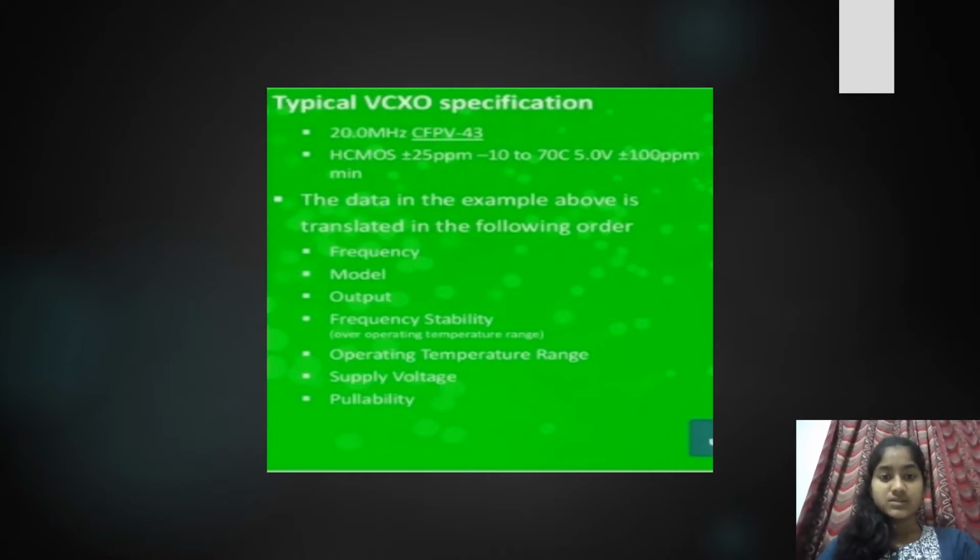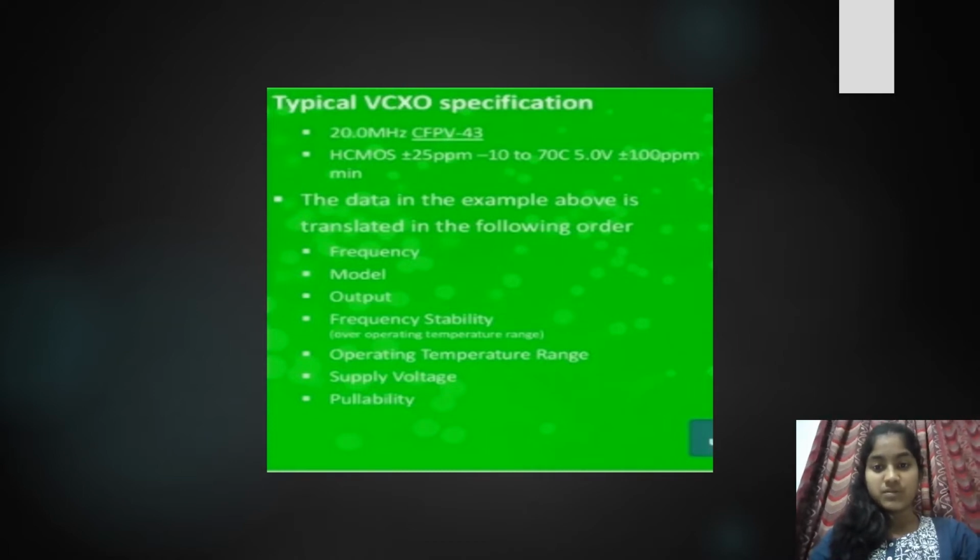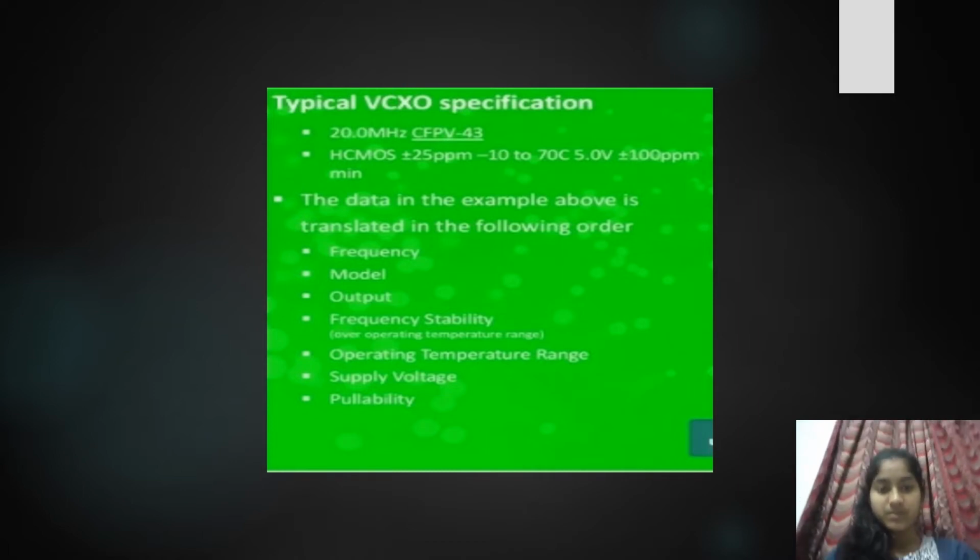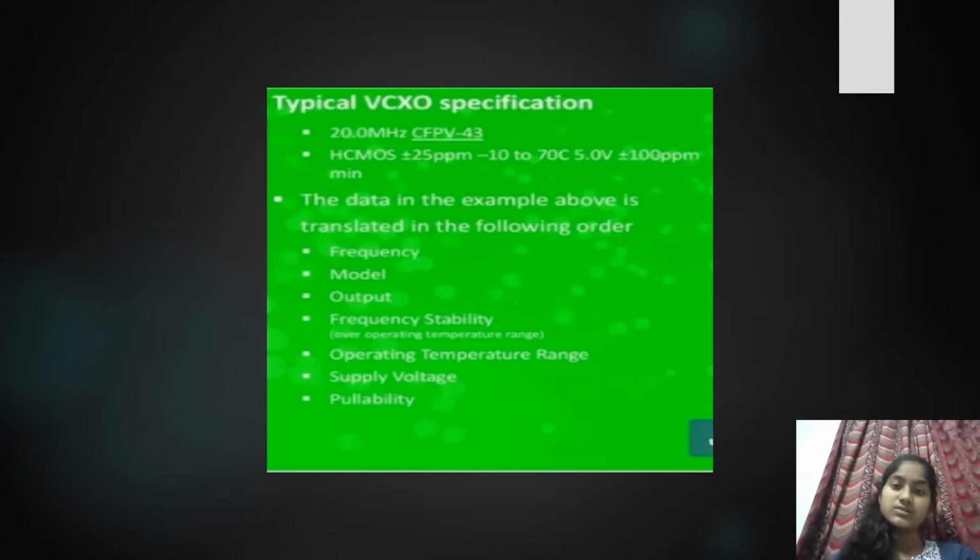20 MHz CTPV HCMOS plus or minus 25 ppm, minus 10 to 70 C, 5 volts, plus or minus 100 ppm. The data in the example above is translated in the following order as shown in the slide.